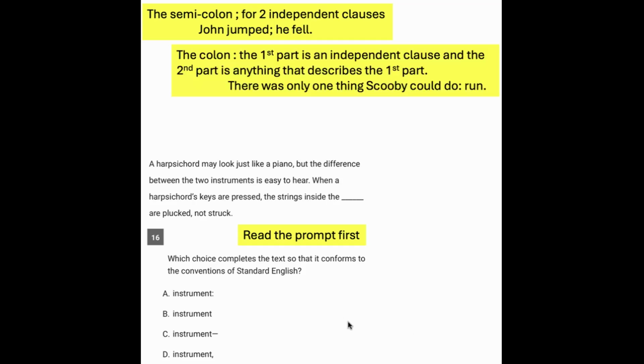For the colon, the rule is that the first part is an independent clause and the second part is anything that describes the first part. The word anything there is really important because it could be a single word or a full independent clause or almost anything in between. So one example is, "There was only one thing Scooby could do: run." So there you have the independent clause, "There was only one thing Scooby could do," something that sounds like it could be its own sentence, followed by something describing what Scooby could do: run.